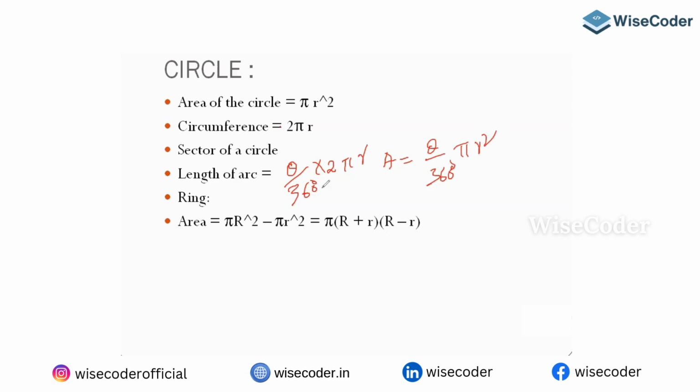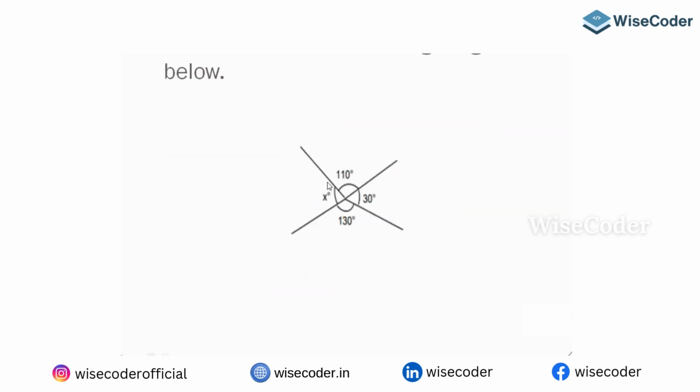Okay, the ring. Just now I have explained, there is a small circle and there is a large circle. And if I want the area of the ring, it is pi capital R square minus pi small r square. If you take pi common, it is pi times capital R plus small r into capital R minus small r. So this is the formula, where capital R is the radius of the outer circle and small r is the radius of the inner circle. This is what you need to understand. Okay. Having done with this, now let's do questions.